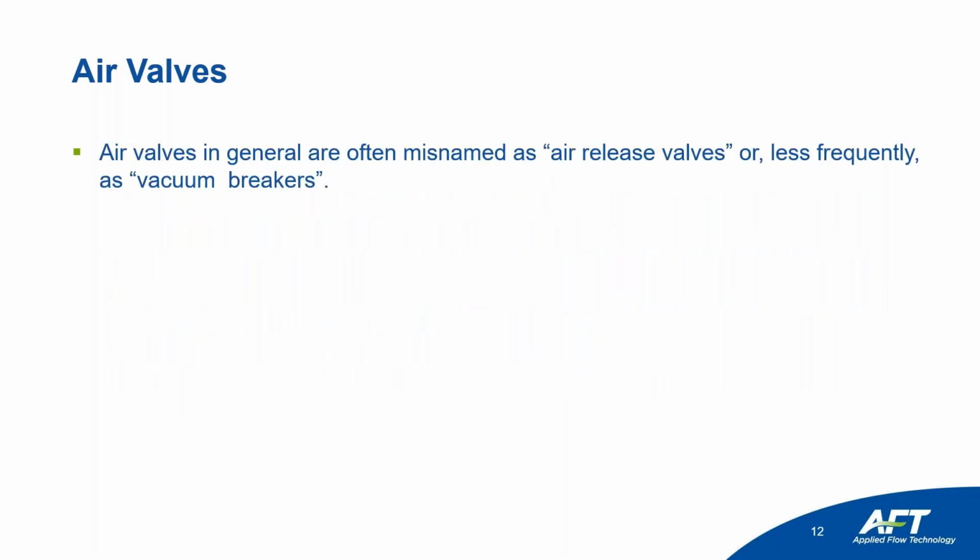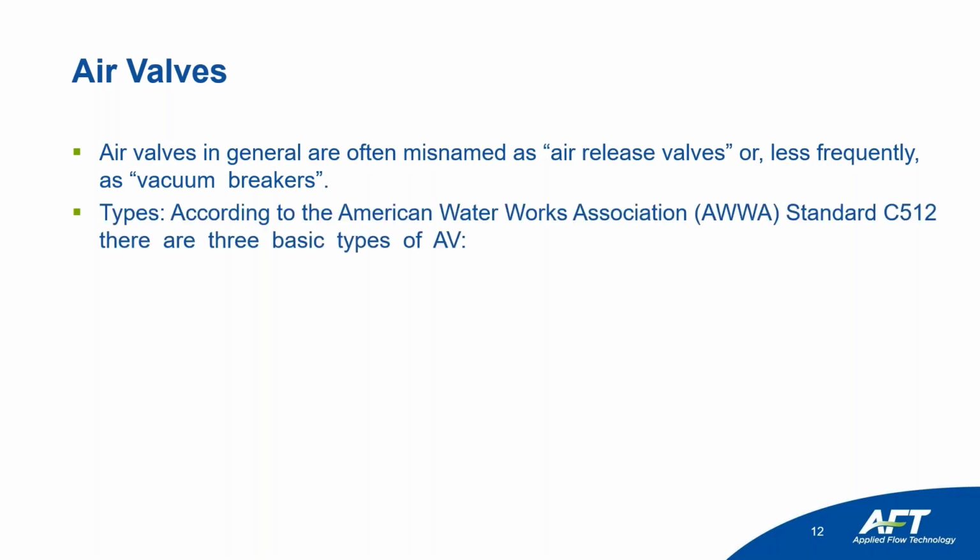Air valves are generally misnamed as air release valves, or frequently they're also called vacuum breakers, but the correct name for them is air valves. As you can see in the last version of Impulse, we changed the name. According to the American Water Works Association, AWWA standard C512, there are three basic types of air valves.